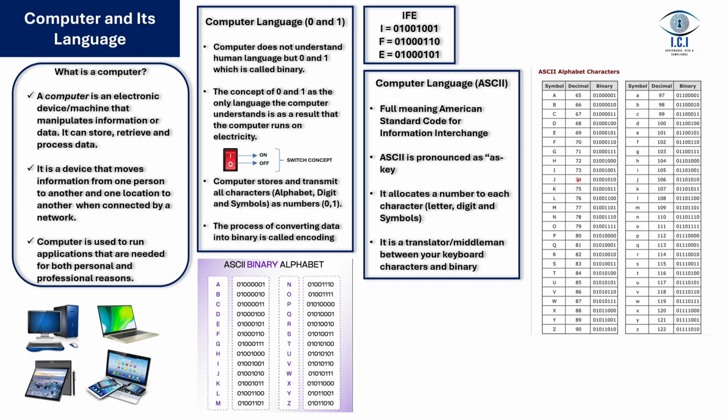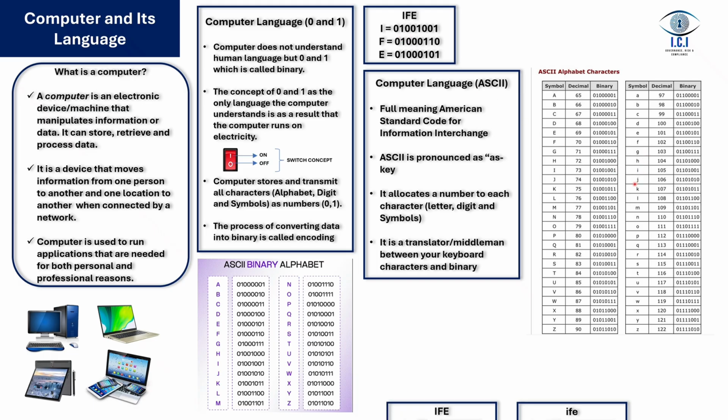So my name is Ife. Capital letter I is 73. Capital letter E is 69. And capital letter F is 70. So we have 73, 70, 69. And if you convert 73 to binary, you will get 01001001. The same thing as this.